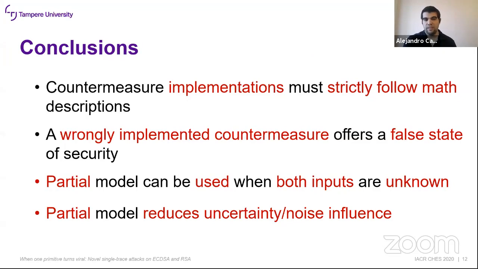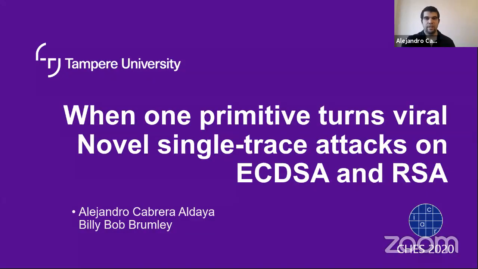After finalizing this work, one of the conclusions is that the countermeasure implementation must strictly follow the math description, because a wrongly implemented countermeasure offers a false sense of security. Regarding the partial model on binary GCD algorithms, we show that it can be used when both inputs are unknown. At the same time, it reduces the uncertainty and noise influence. Thank you very much.